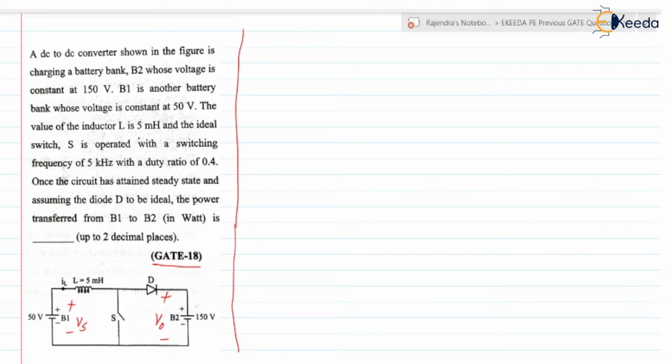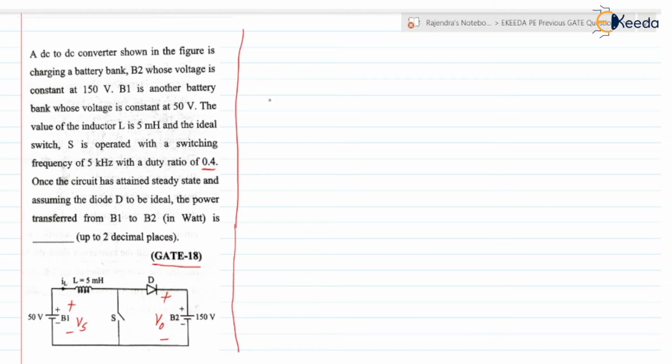The value of the inductor L is 5 millihenry. The ideal switch S is operated with a switching frequency of 5 kilohertz with a duty ratio of 0.4. Once the circuit has attained a steady state and assuming the diode D to be ideal, the power transferred from B1 to B2, so power transferred from B1 to B2 means what? We need to find the source current into source voltage. Source current into source voltage.